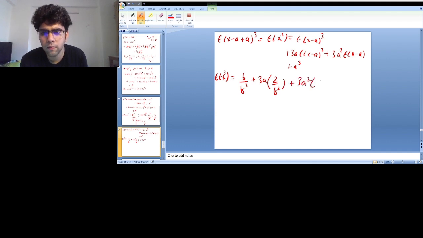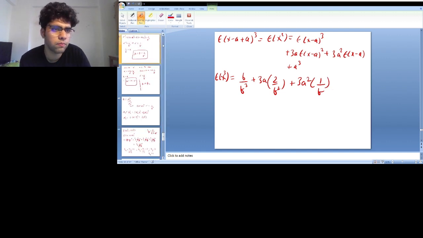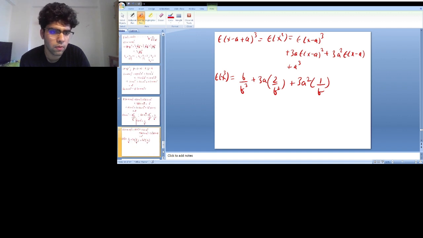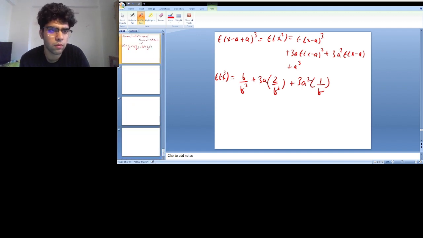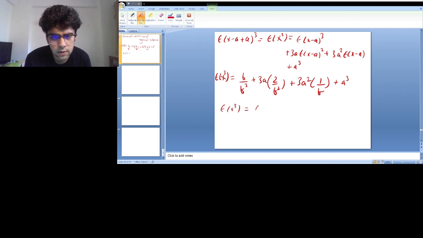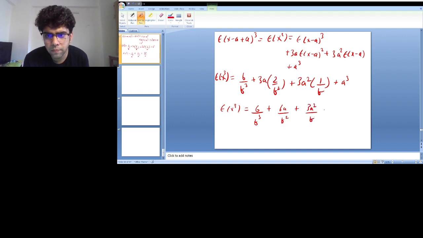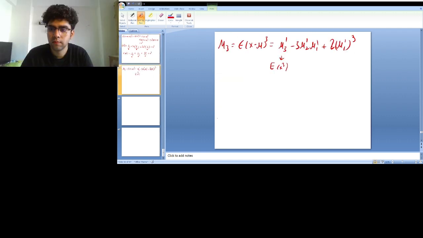Then 3a square times E[X minus a], which was 1 upon b, yes, 1 upon b, plus a cube. This will give me E[X cube] as 6 upon b cube plus 6a upon b square plus 3a square upon b plus a cube, right? So yeah, we are finding this beta 2.